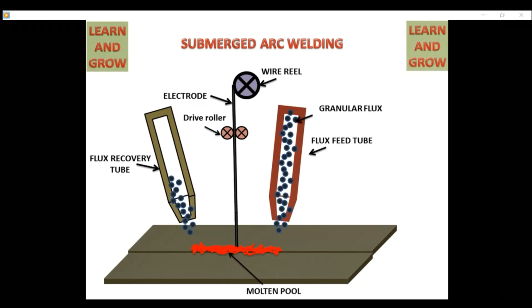The improvement is this one, gas metal arc welding. This is the improvement of submerged arc welding. What is the difference between gas metal arc welding and submerged arc welding? The only difference is here, this is a spool also. And this is a wire. Continuous wire comes from the spool. This is a consumable electrode.